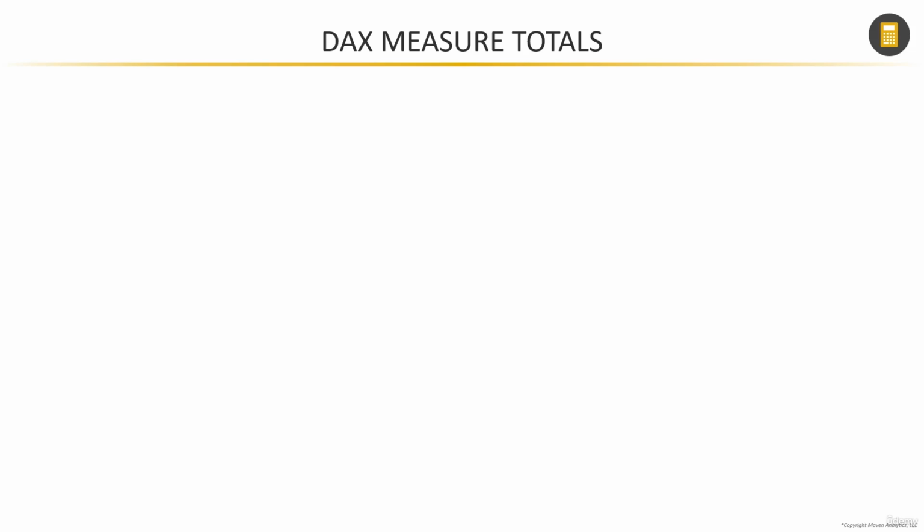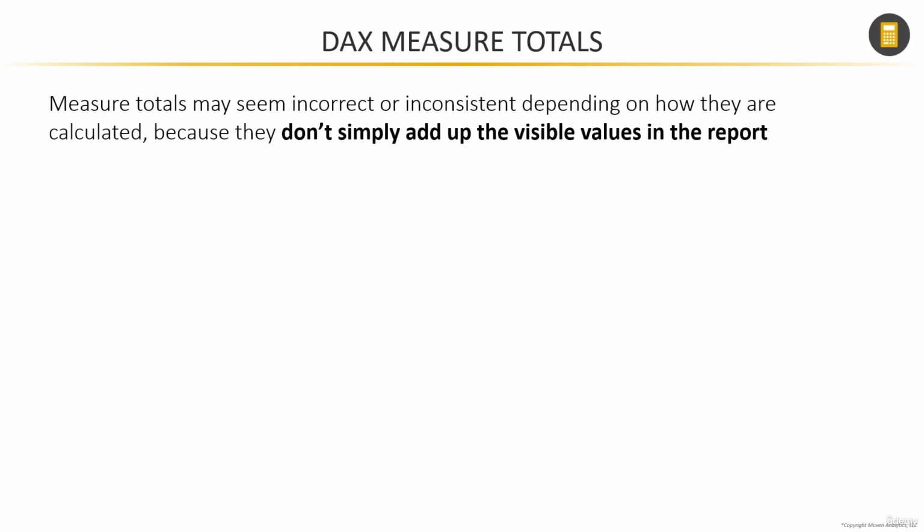All right, now before we move on to the next DAX function, I want to take a moment here and pause and address a really important but nuanced point. It has to do with some of the values that we've produced in our matrix visual so far. You may or may not have noticed, but some of the measure totals may seem inaccurate or inconsistent depending on how they have been calculated, because they don't simply add up the visible values in the report.